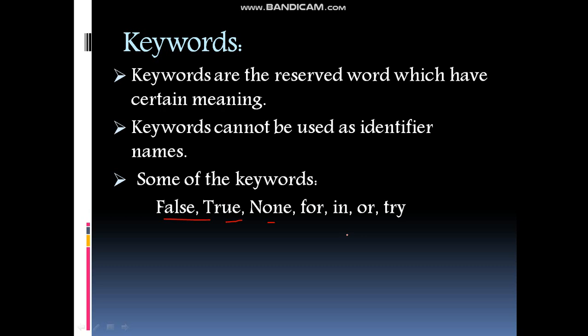There are so many keywords also. These are certain keywords which, whenever you use them, have their own meaning within them. Keywords cannot be used as an identifier name. So before that we should know what an identifier is. An identifier is also one type of token, but keep in mind that an identifier cannot use the name of a keyword.